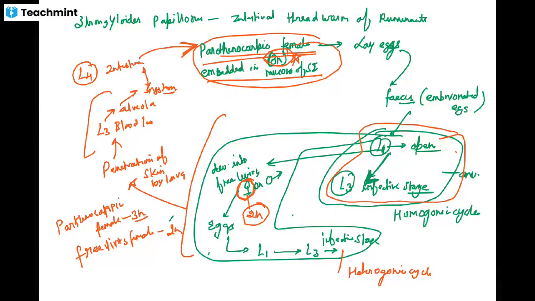And in this case, the free living female only produces one stage, one generation. It will not keep producing eggs again and again while living in the environment; only one generation of larvae it will produce, not again and again. Then after that the female will die.